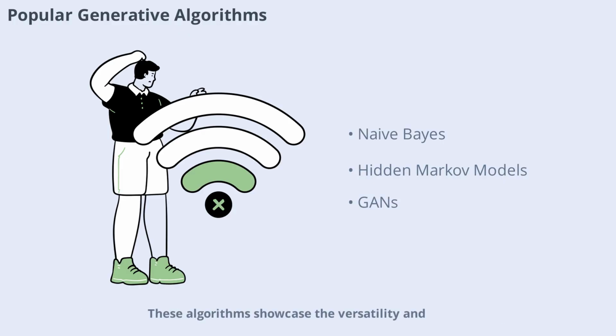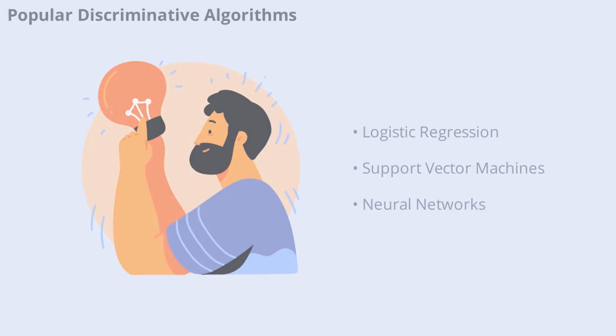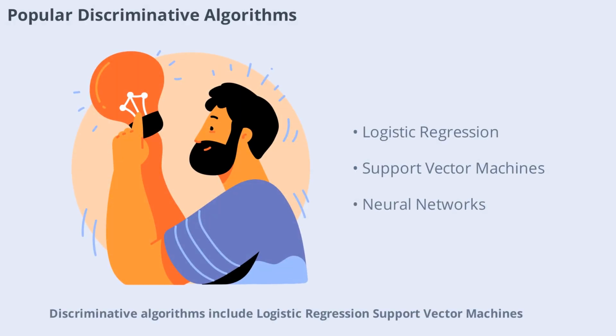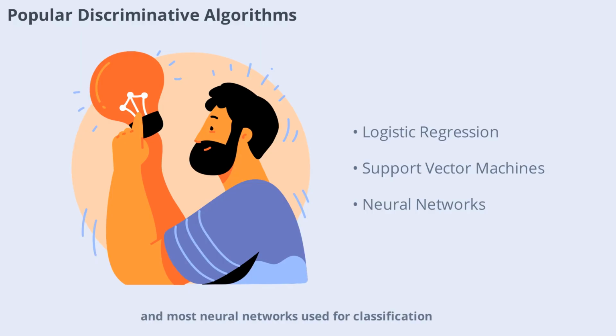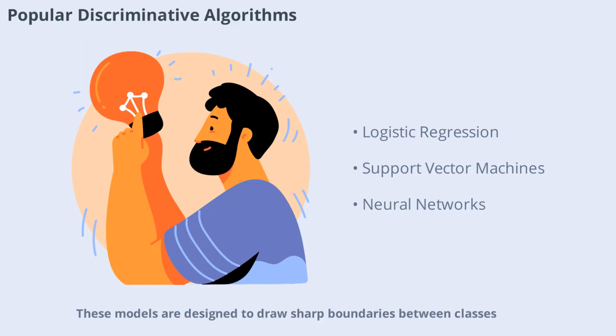These algorithms showcase the versatility and creative power of generative AI in action. Discriminative algorithms include logistic regression, support vector machines, and most neural networks used for classification. These models are designed to draw sharp boundaries between classes, making them ideal for tasks like image recognition and spam filtering. Their focus on accuracy and efficiency has made them the backbone of many practical AI systems in use today.